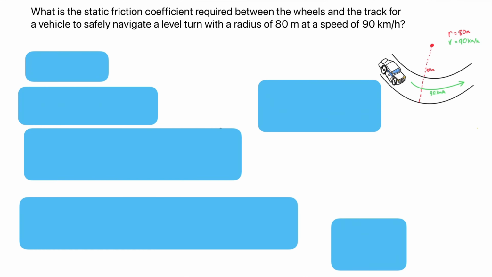In this question, we're asked, what is the static friction coefficient required between the wheels and the track for a vehicle to safely navigate a level turn with a radius of 80 meters at a speed of 90 kilometers an hour? For circular motion problems like this, you need a centripetal force.